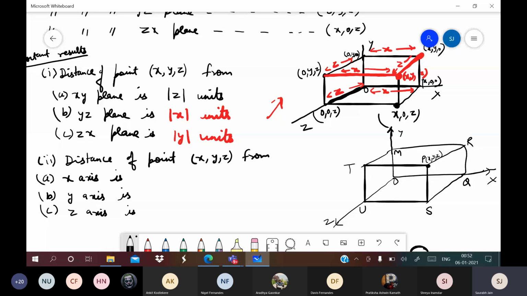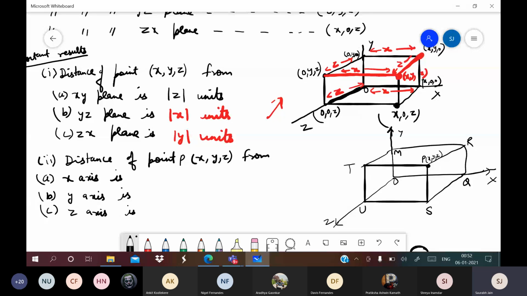Now the point P is (x, y, z). Who will tell me? Can you just name the distance of this point from the X axis? It is which line segment? Distance of P from the X axis. Can anyone tell me with the help of the diagram which distance it is?